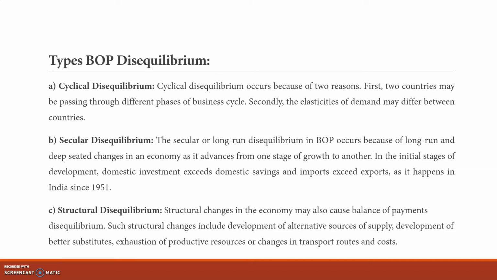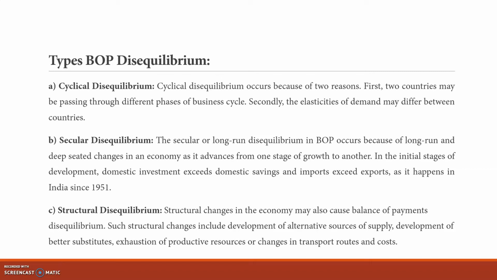Second one is the elasticities of demand may differ between countries. அதாவது elasticity-ன்னு சொன்னா நெகிழ்ச்சி தன்மை. There are usually 2 types of elasticity we take into account, elastic and inelastic. Elastic means a small change in price leads to greater change in demand. விலையில் ஏற்படும் சிறிய மாற்றம் தேவையில் அதிக அளவு மாற்றத்தை ஏற்படுத்தும்.